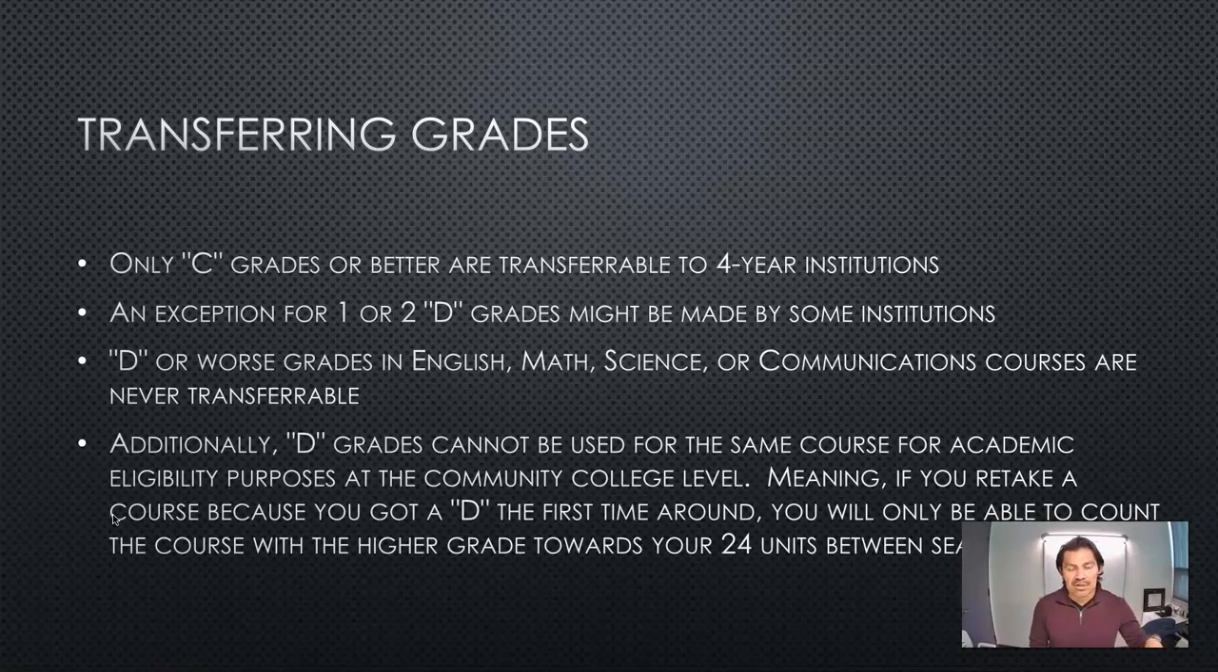But let's say for instance, if you do get a D grade on any of your courses in, for example, English, math, science, or communications, those are never going to be transferable. And D grades can't be used for the same course for an academic eligibility purpose at the community college level, but you are able to retake those courses to improve your grade, but only the units for the highest grade are going to be used. So you'll only be able to count the course with the higher grade towards your 24 units between seasons.